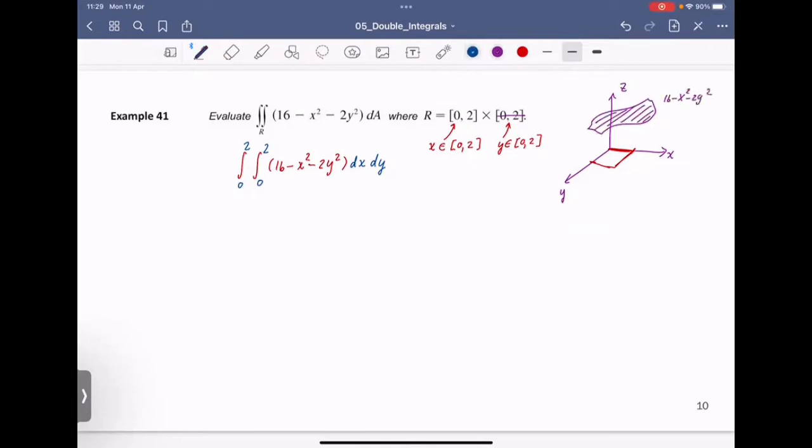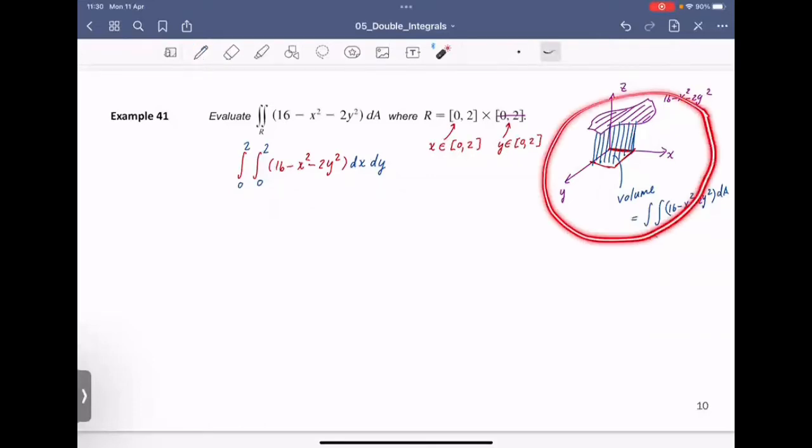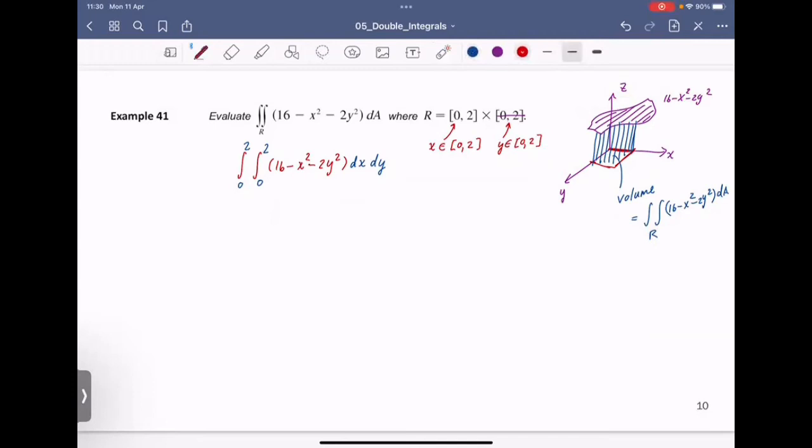And then the volume under the surface, this is what we call integration of 16 minus x squared minus 2y squared dA over R. Okay, sounds good. Well, this is the geometric interpretation which you can relate to your real life. But here, let's start looking at the calculation.